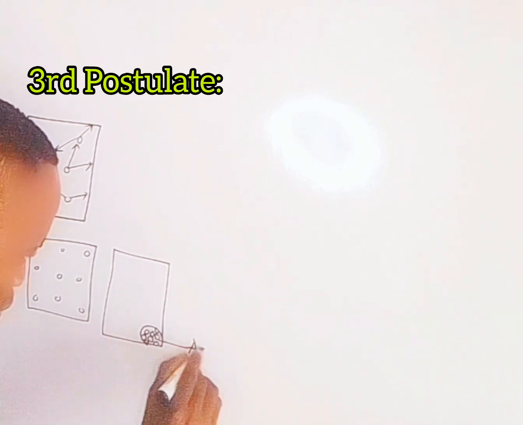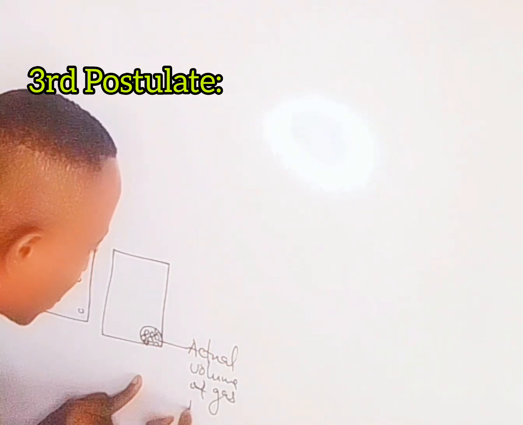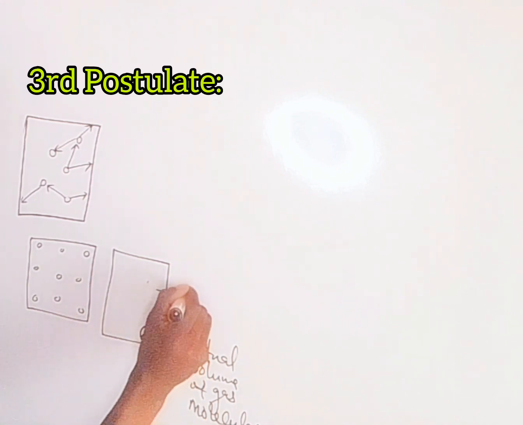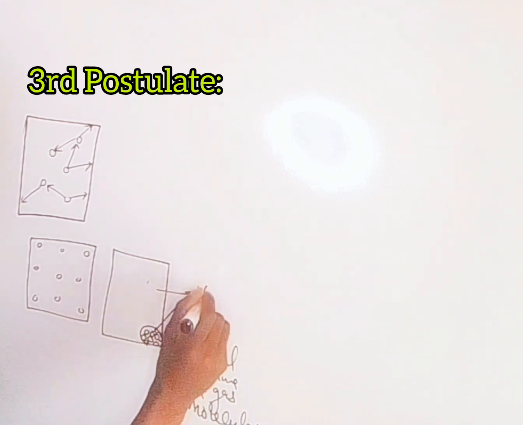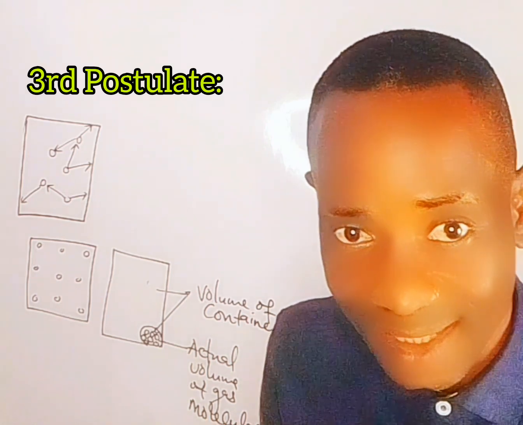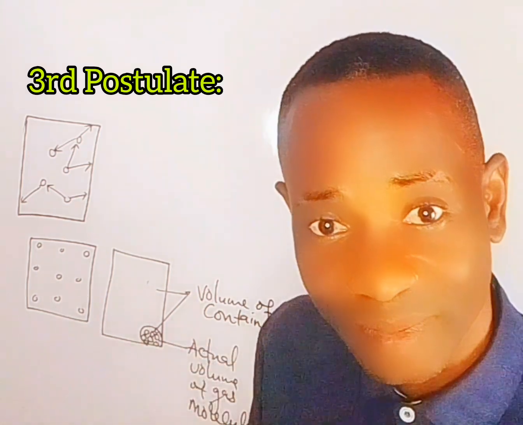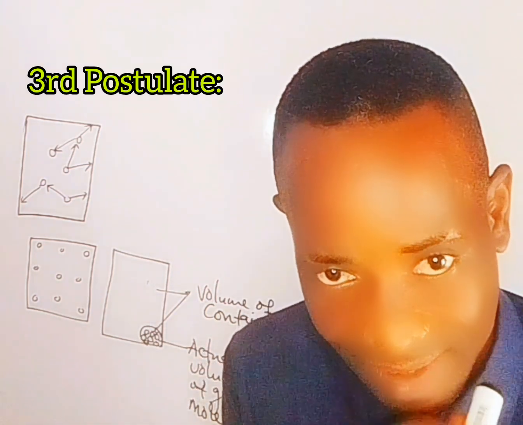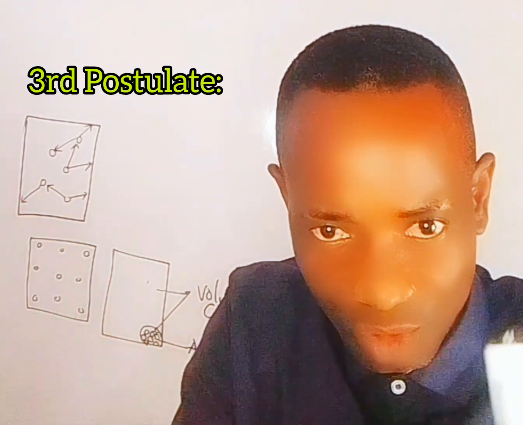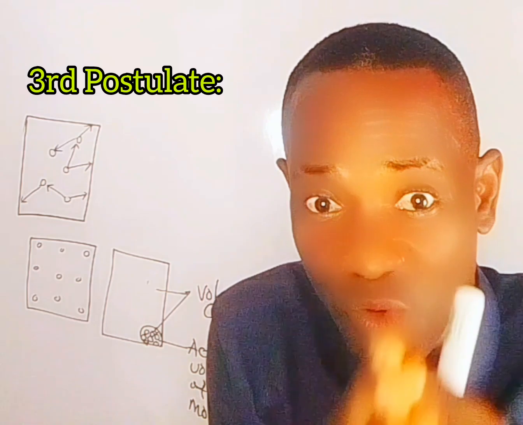This is the actual volume of gas molecules, and the rest plus the actual volume of gas molecules is the volume of the container. So what the third postulate is saying is that the volume of gas molecules themselves, when you are considering the gas molecules, if they are to be brought together, they have their own volume.